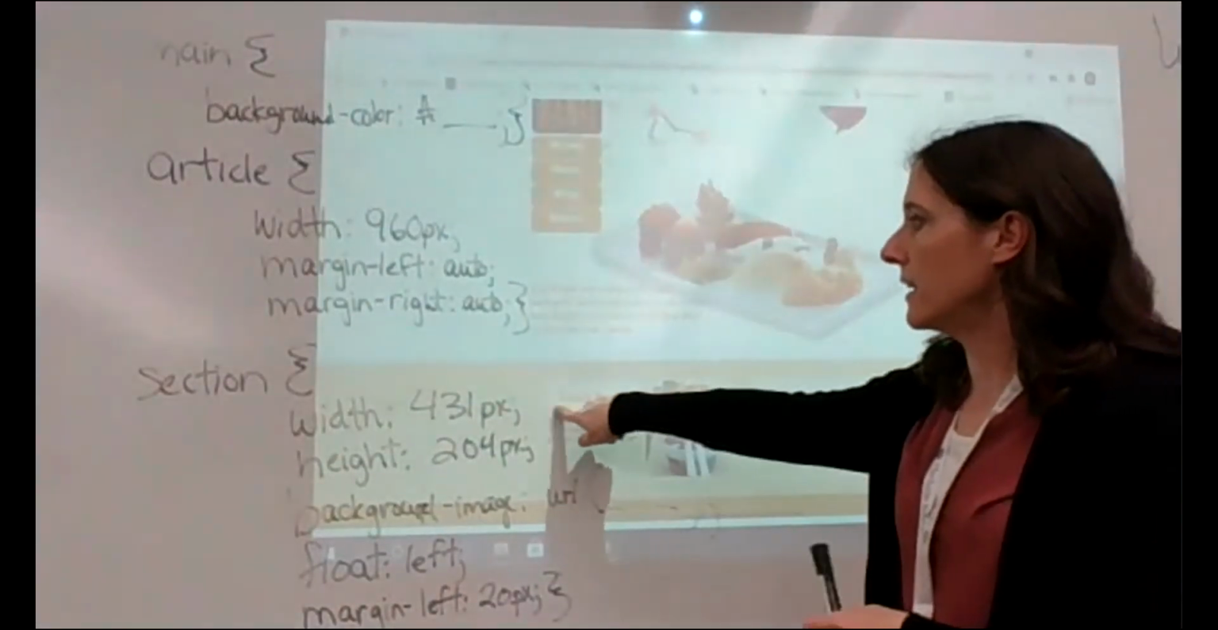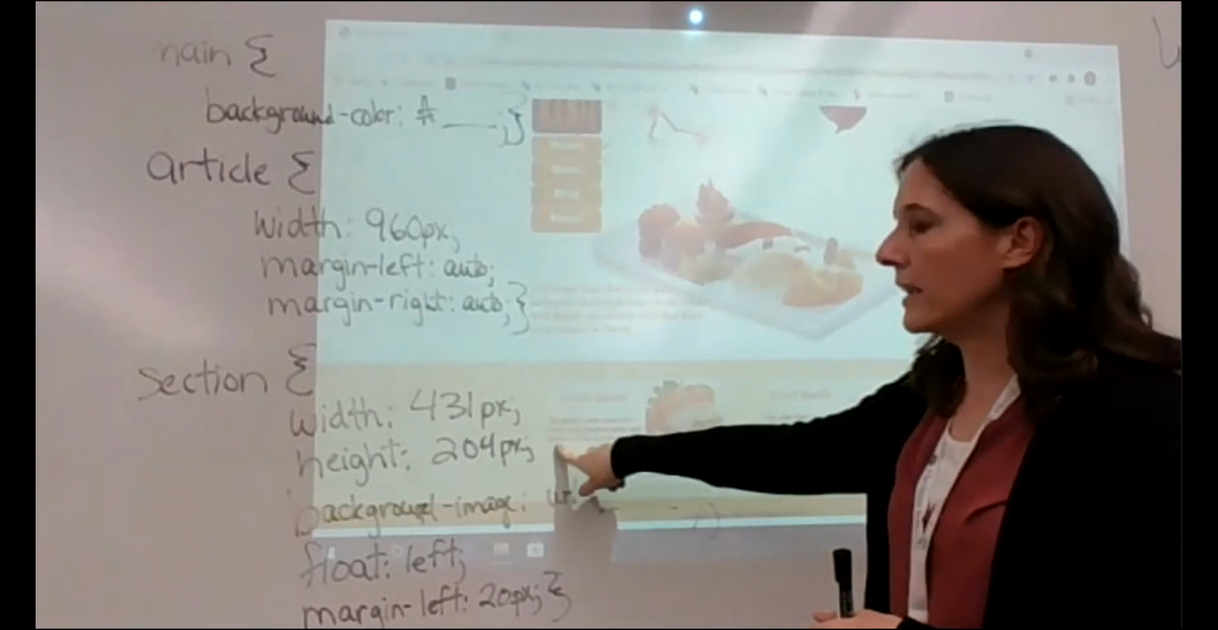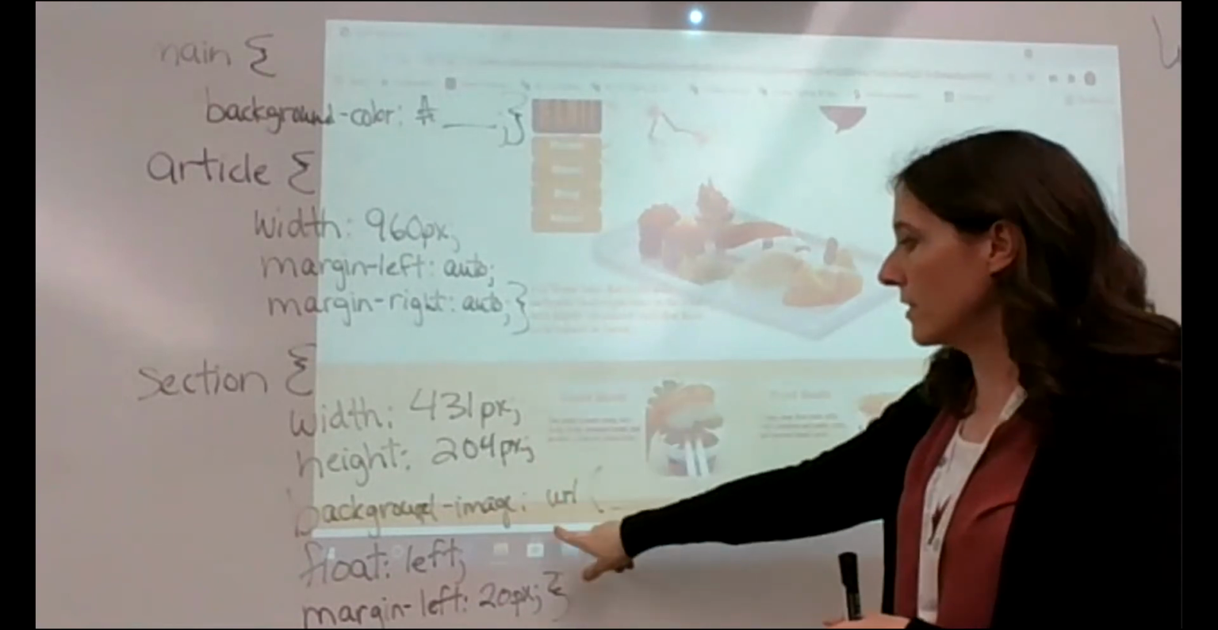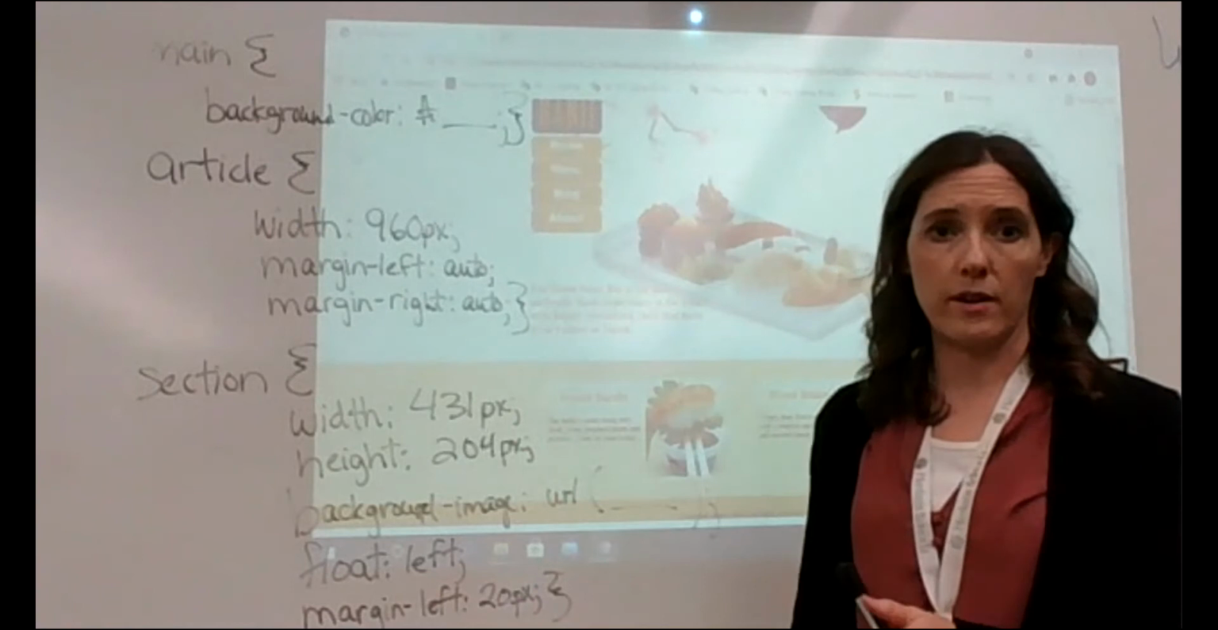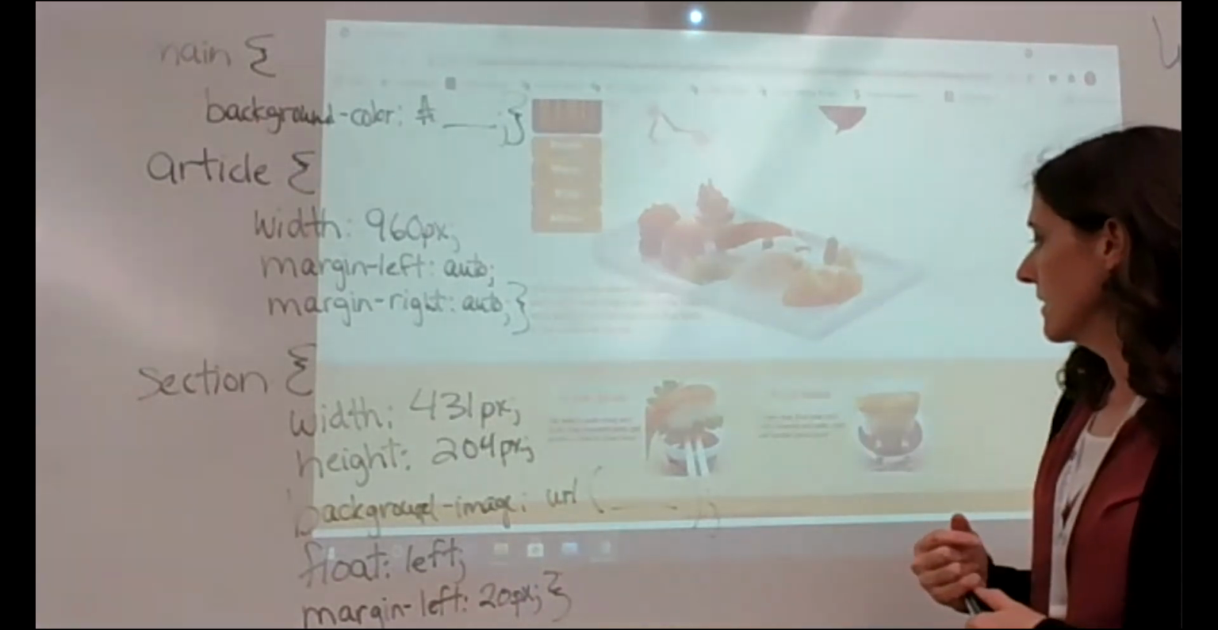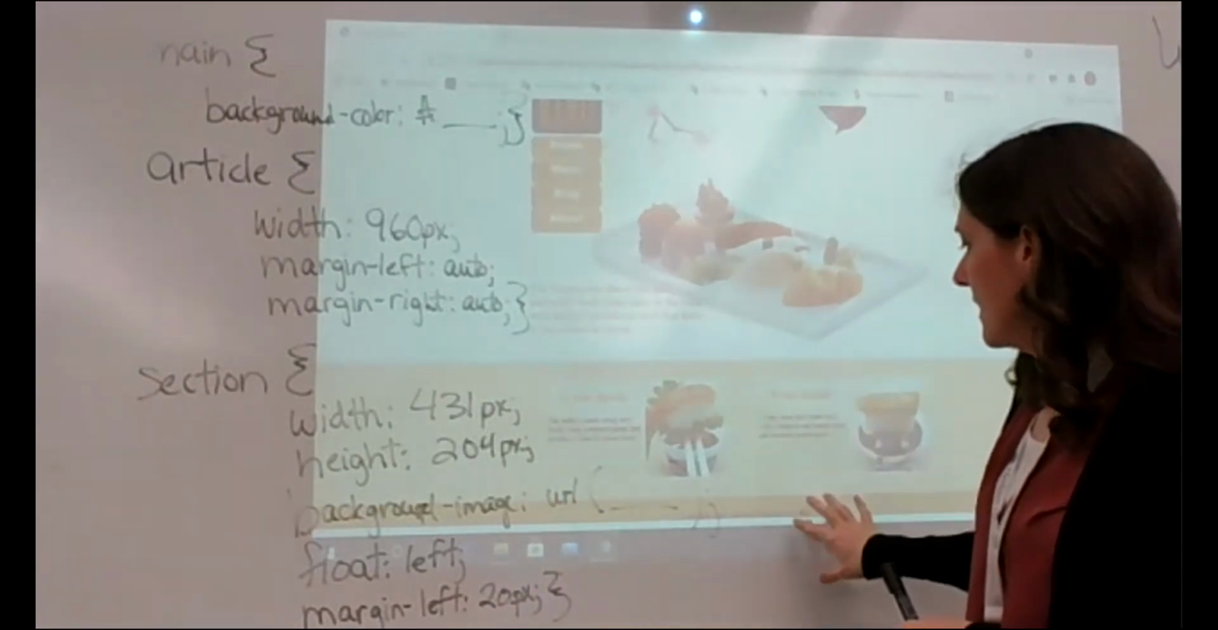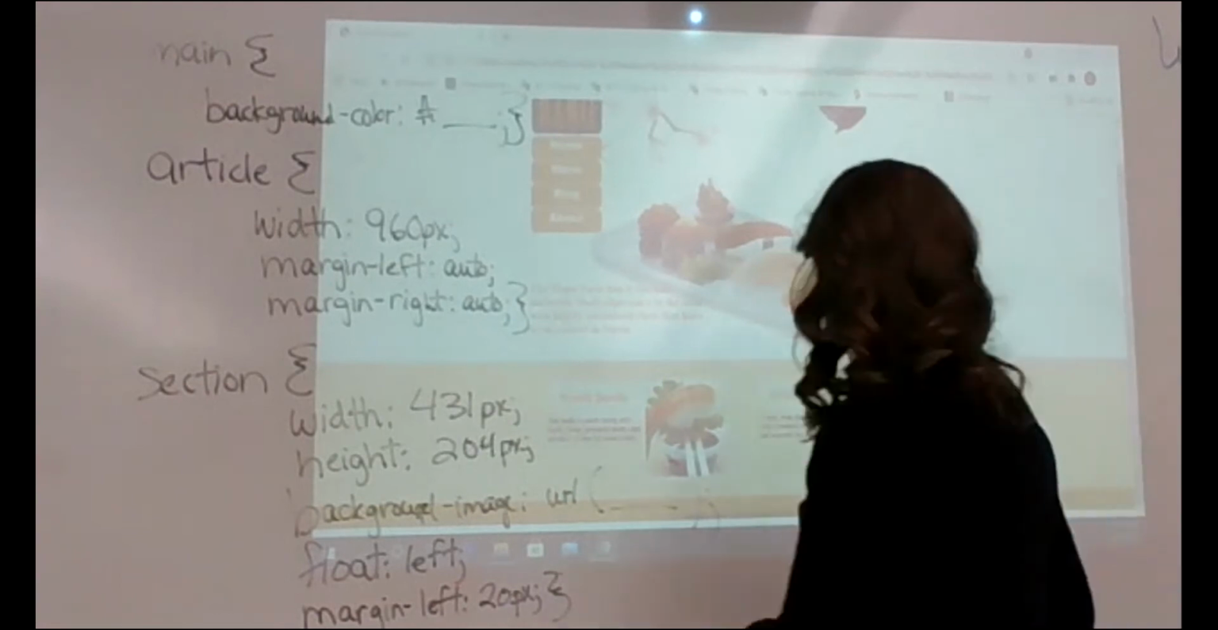Okay, so you can see I added in the width 431, height 204, background image, float left, and then our margin. Okay, I think after that, then we just have the footer.